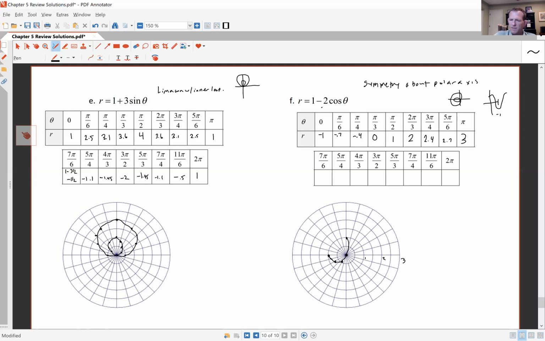All right, so let's see this one. 2 pi over 3 is 2. 3 pi over 4 is 2.4. 5 pi over 6 is 2.7. And pi is 3.